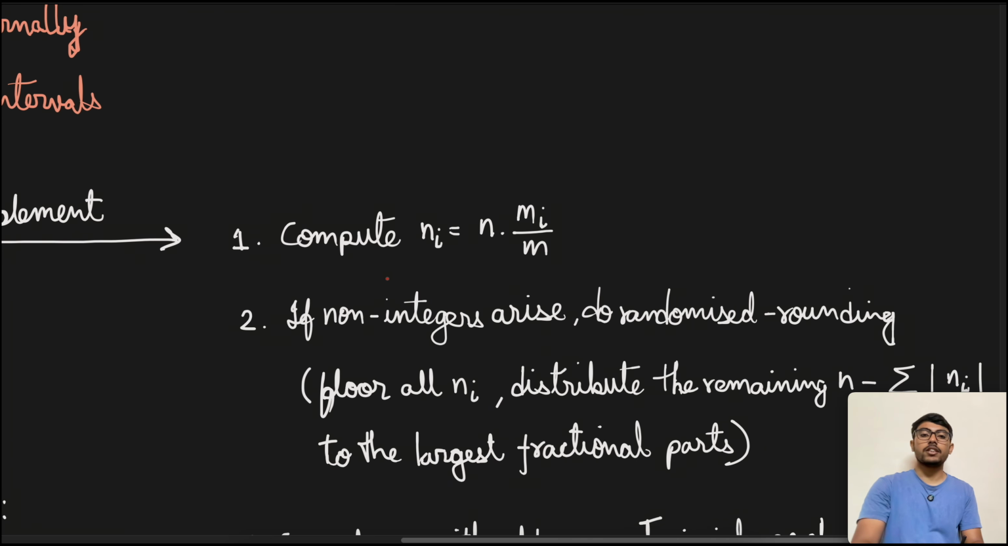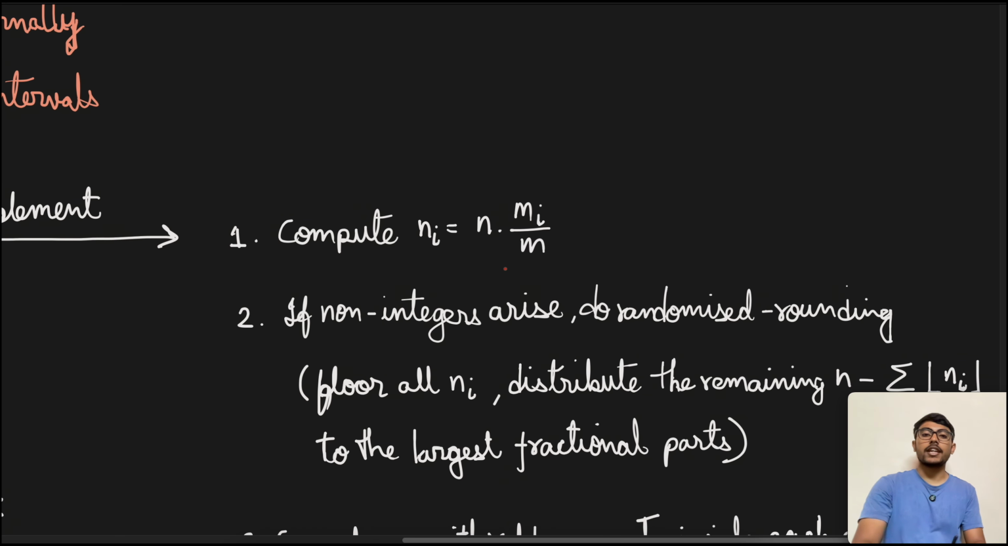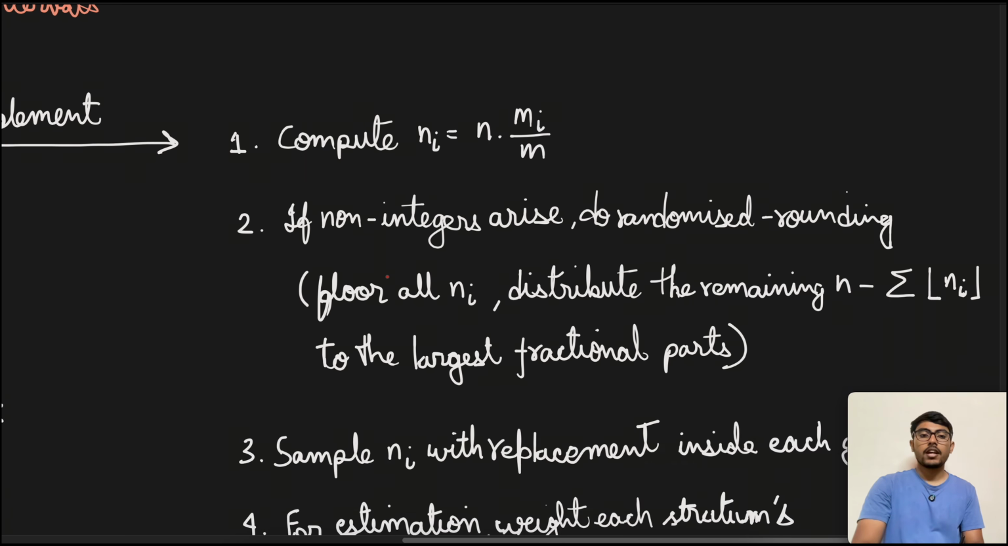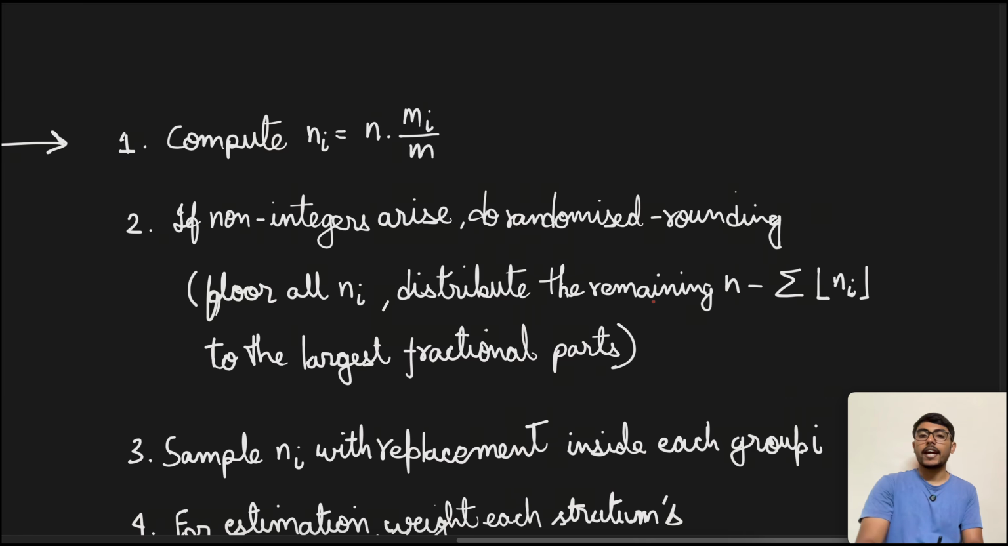So for that, first we calculate Ni, which is n times mi by m. If we get non-integers that arise from this operation, we do randomized rounding. Now what's that? First we floor all Ni, right? Do the floor operation for all of them. Then distribute the remaining n minus summation of floor of Ni to all the largest fractional parts, which is the sample size that is remaining.